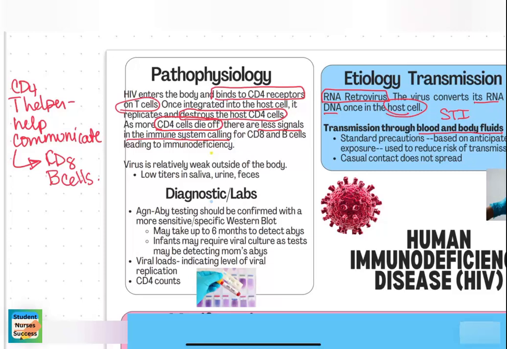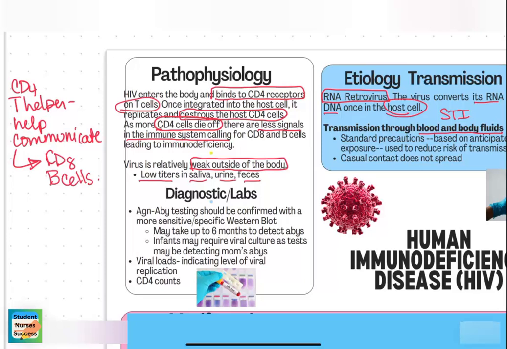Now, the virus is relatively weak outside of the body, so it does not live long on surfaces and it's easily killed by normal household cleaners. We also know that there are low titers in saliva, urine, and feces. However, that does not mean that you should not wear gloves or protect yourself because those are still considered bodily fluids.